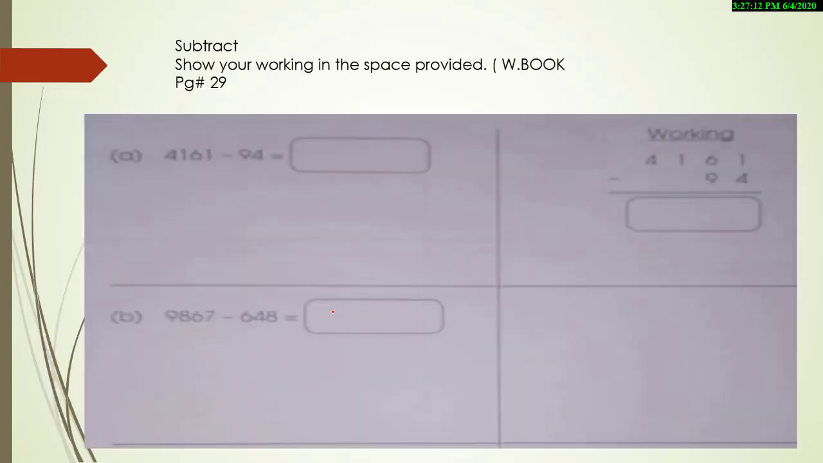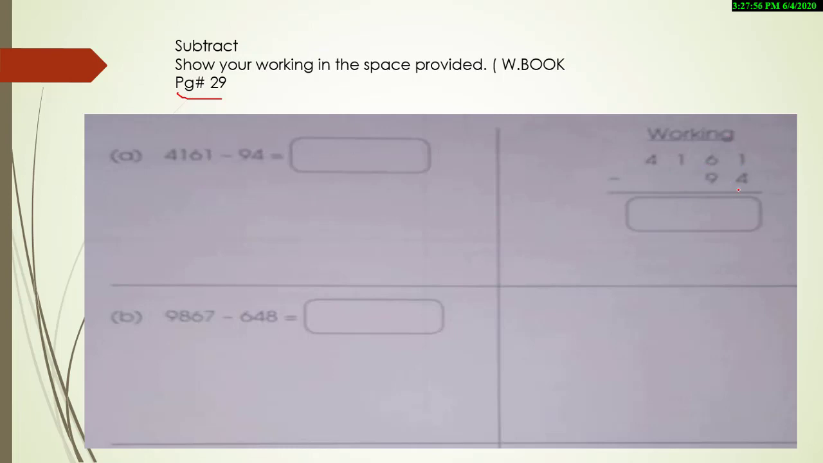Okay, this is now your workbook page number 29. So take out the page number 29. The remaining questions of page number 28 you will solve as homework. So right now solve this page number 29 questions with me, in which they are asking you to subtract, show your working in the space provided. In this question, they give you a proper space for the working to solve the questions, and then you are going to write down only the answer in the given box. So the first question is already written over here, so I am not going to rewrite it. You are going to fill it as it is.